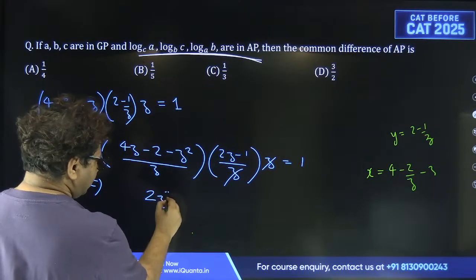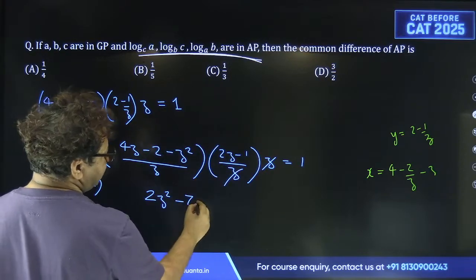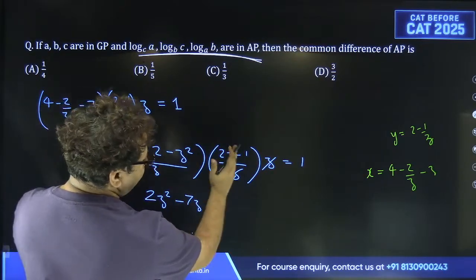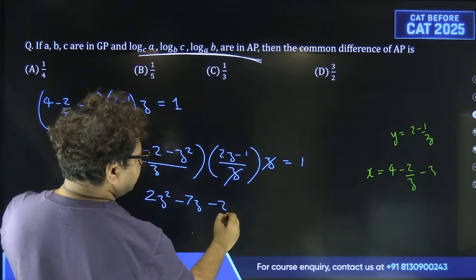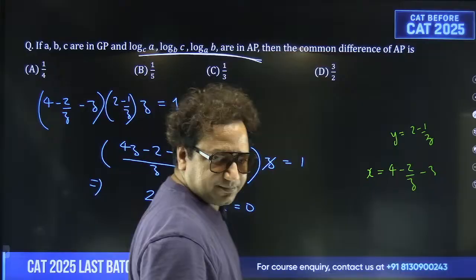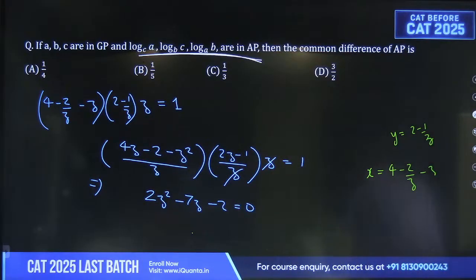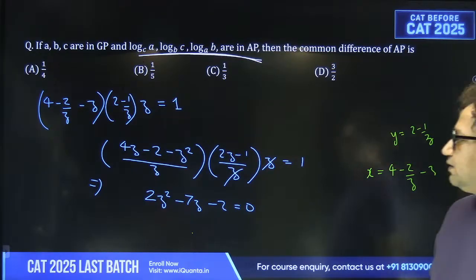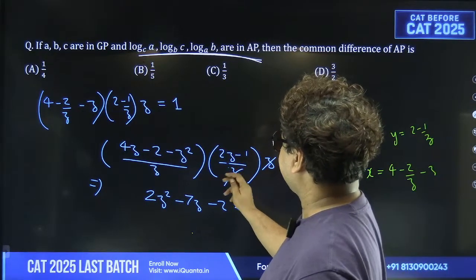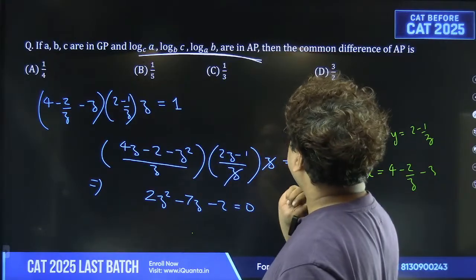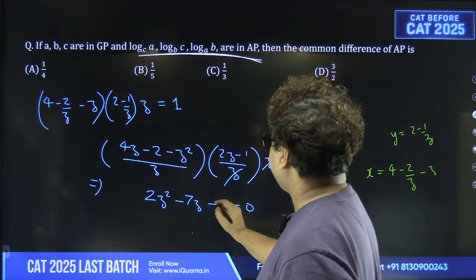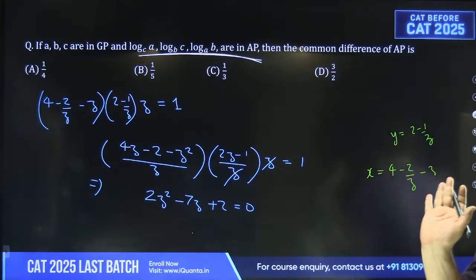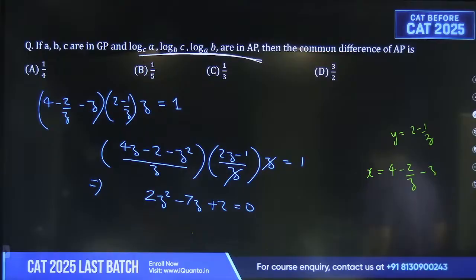2z square minus 7z minus 2 is equal to 0. Is that what we get? This is the only way. Yeah. 4z 2z कट ही गया नहीं तो हाँ ठीक है. This looks good. 8z minus 1. This will be plus 2. Yeah. It's cool now. Clear है ये?